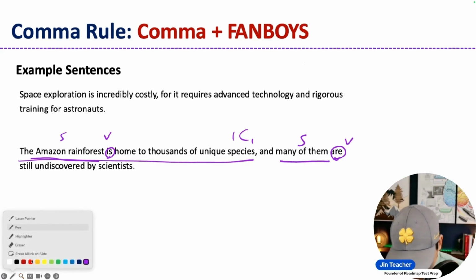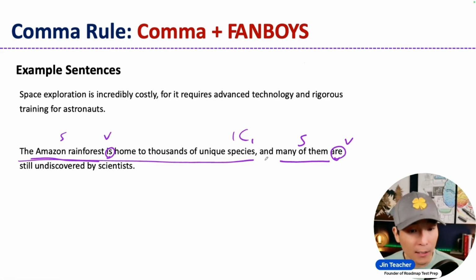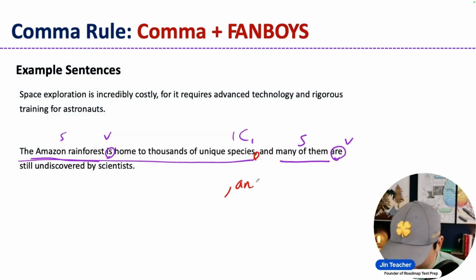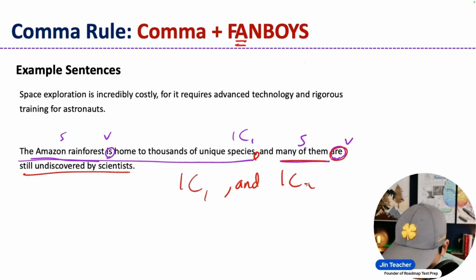Notice, what punctuation mark do you see after the first independent clause? Well, you notice a comma. What word do you see right after the comma? And. So we have a comma and, which is a fanboys word. It's the A of fanboys. And so now we can use a comma and to separate two independent clauses, and that's what we have here. And many of them are still undiscovered by scientists is my second independent clause. So just like how we had the comma and the for to separate two independent clauses in the previous example, we have the comma and the and to separate two independent clauses in the second example.